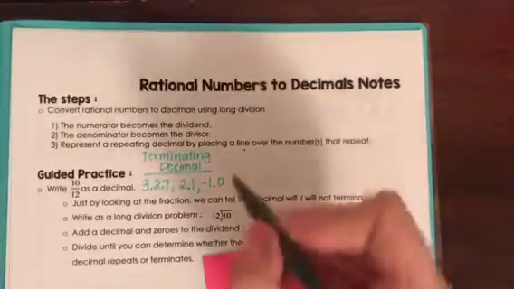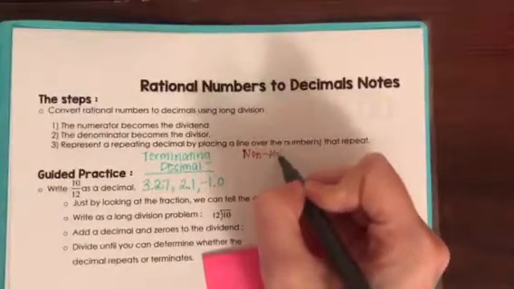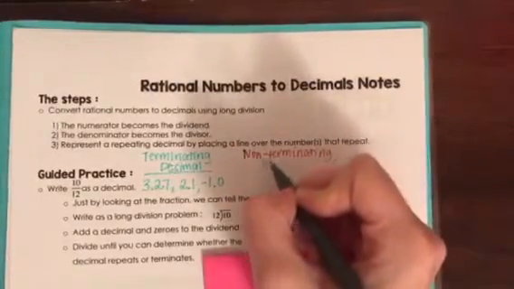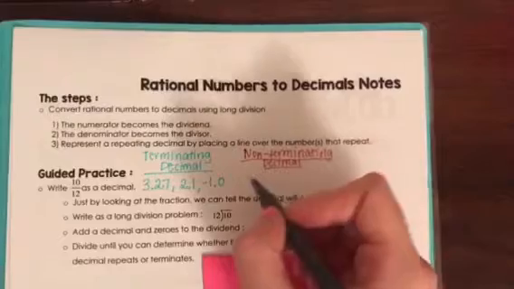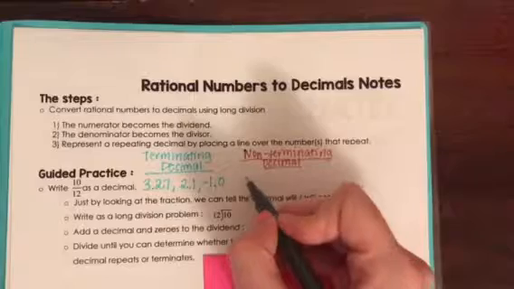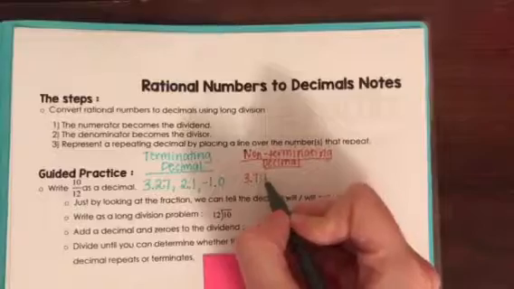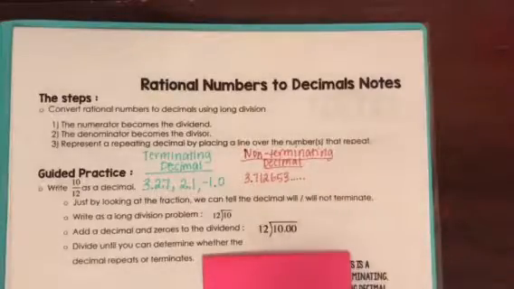Another type of decimal would be the opposite of that, a non-terminating decimal. And that is a decimal that goes on forever and ever. It never stops. So obviously that's not something that I can write down, but if we had something like 3.712653 and it just kept going on and on forever, I'm just going to put ... That's a non-terminating decimal because we can never find the end of it.